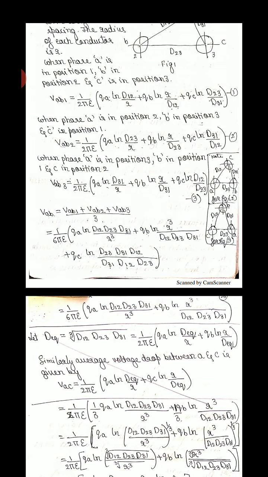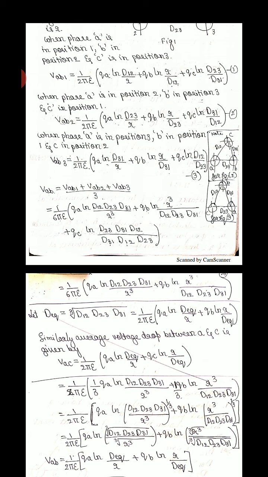next you can continue with VAB equal to VAB1 plus VAB2 plus VAB3 divided by 3. That is 1 divided by 6 pi epsilon, open bracket, QA ln D12 D23 D31 divided by R cubed, plus QB ln R to the power of 3 divided by D12 D23 D31, plus QC ln D23 into D31 into D12 divided by D31 into D12 into D23.